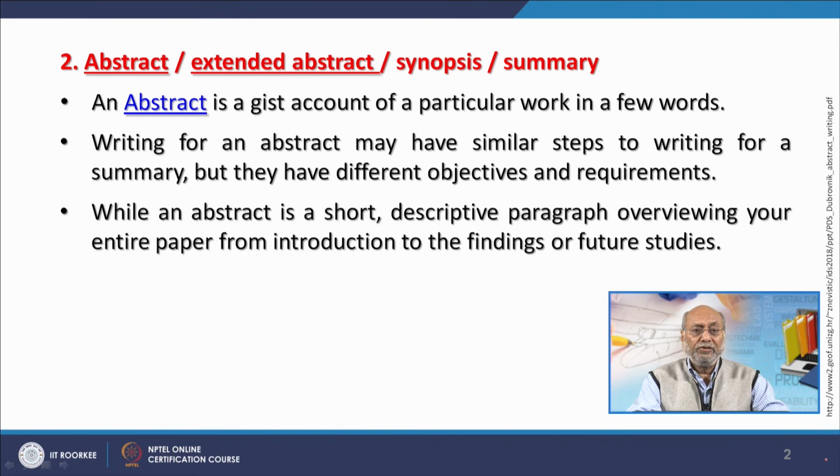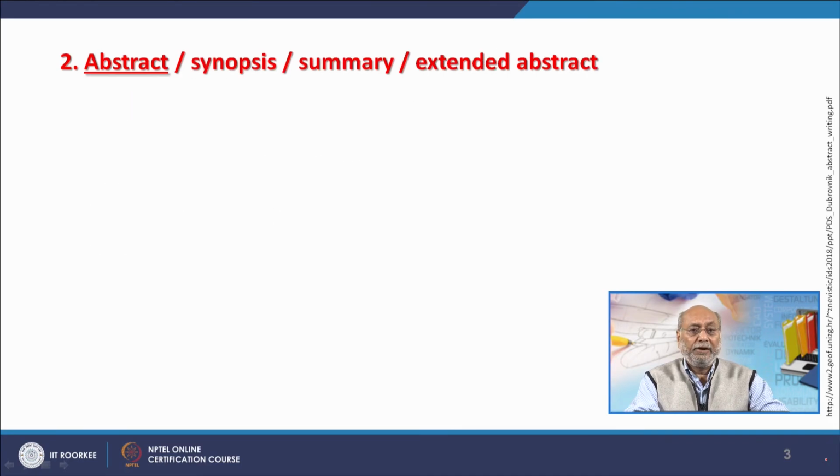What are those things? We know that an abstract is a short, generally 1 page maximum, descriptive paragraph overviewing your entire paper or manuscript, dissertation, thesis or project, from the introduction to the findings or future study. So, everything is in abstract form. That is what this is.